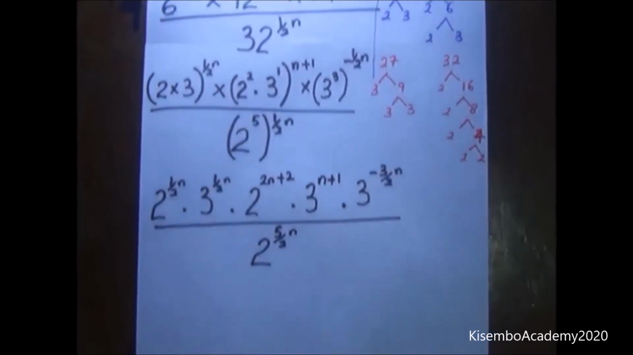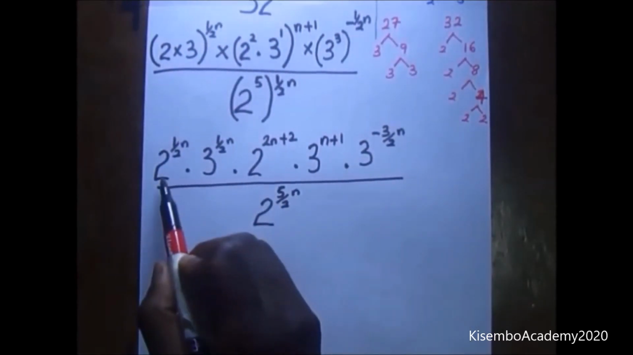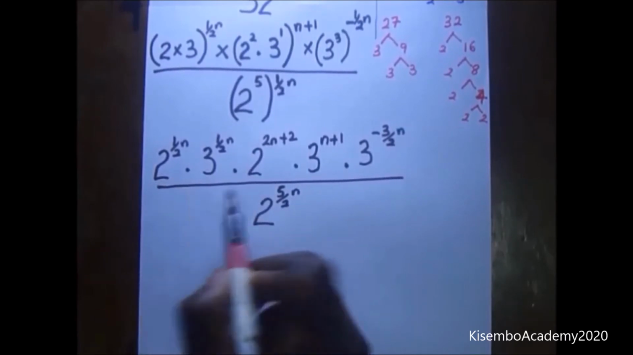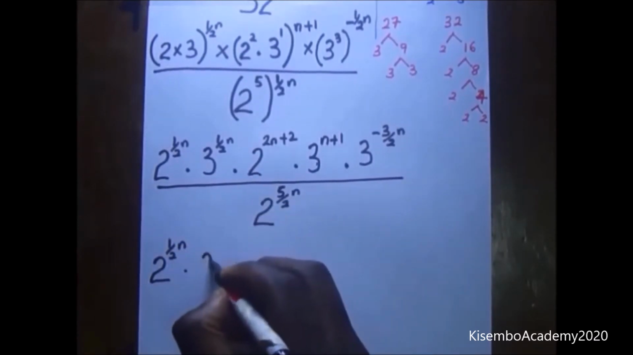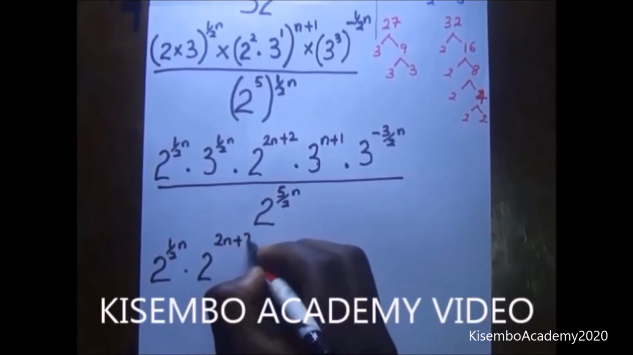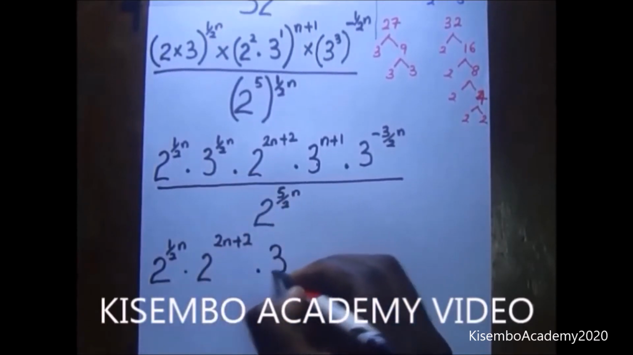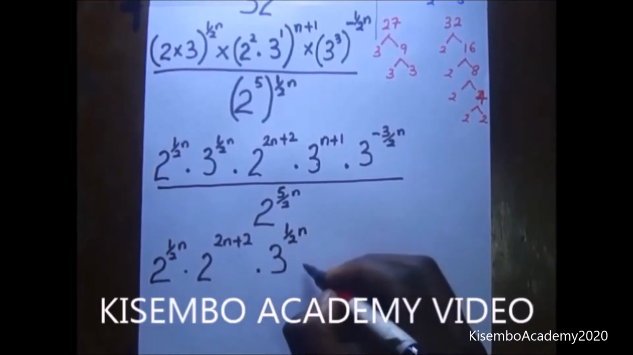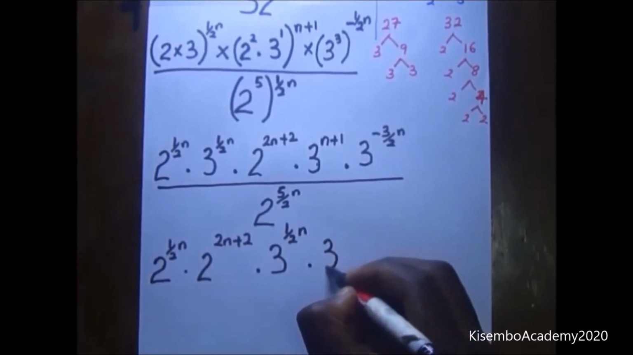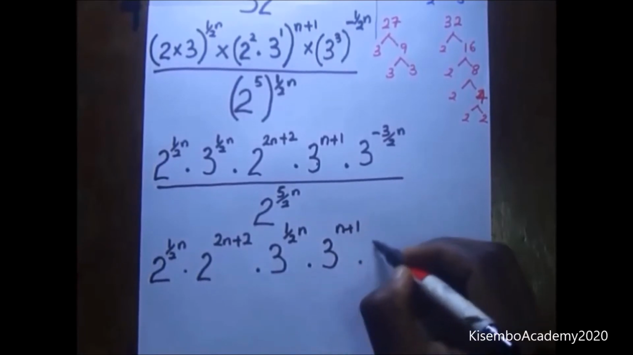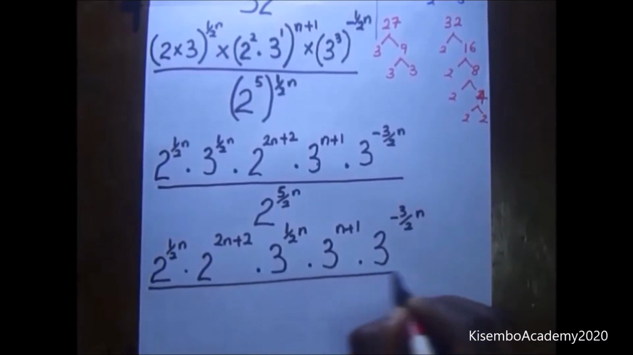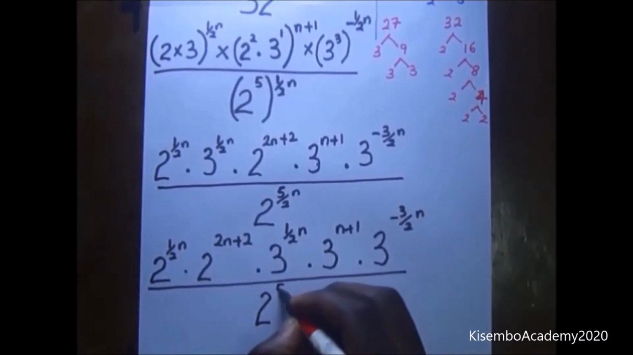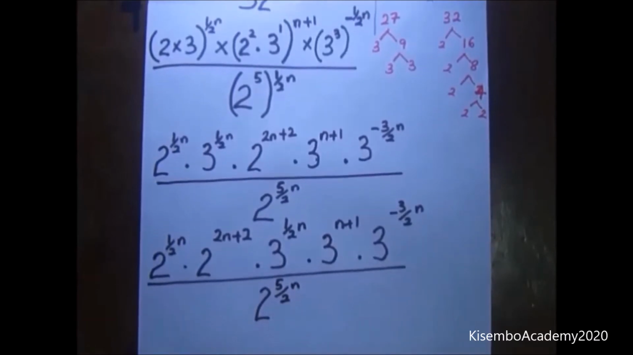So we continue with our simplification. We collect the ones that have the same bases together. This is simply going to become 2 to the power half n times 2 to the power 2n plus 2, times 3 to the power half n times 3 to the power n plus 1 times 3 to the power negative 3 over 2n. All that divided by 2 to the power 5 over 2n.